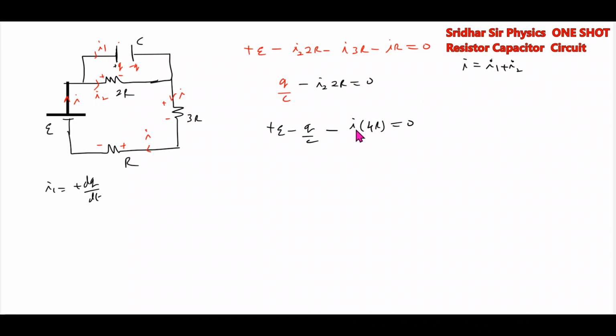Okay, agreed. This I we should replace: I should be equal to I1 plus I2. What is I1? I1 is dQ by dt. What about I2? I2 is this much. Then solve, and we'll get the differential equation. By integrating, we'll get the expression for charge across the capacitor at any time t, or at steady state, at t equal to infinity. I'll write this I1 here.